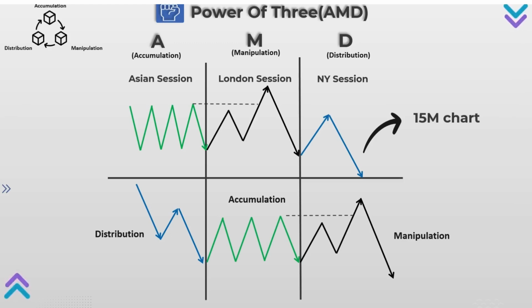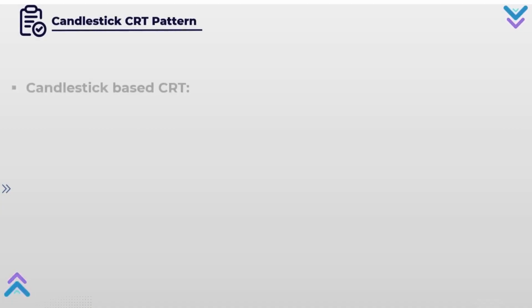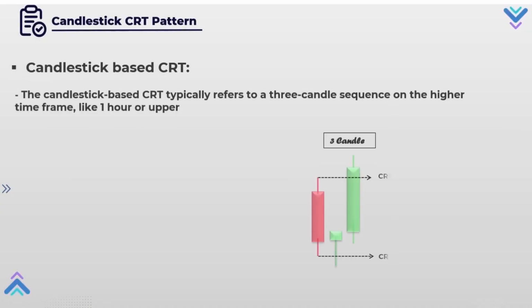Regarding timeframes, the 15-minute chart is your best bet for recognizing AMD. It gives you clear price action that also aligns with higher timeframes. So, with that in mind, let's dive into how you can identify a CRT pattern using candlestick patterns. Afterward, we'll look at different scenarios that might come up when you're trying to identify CRTs on your chart.